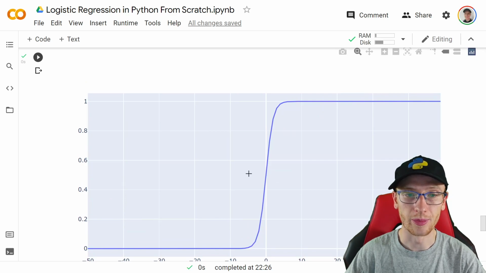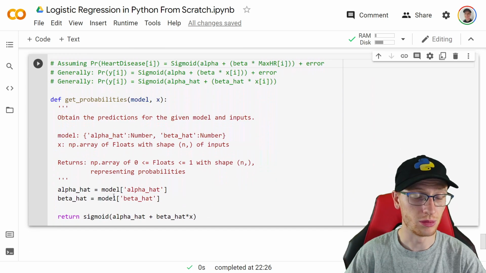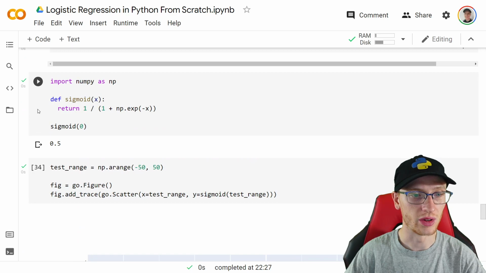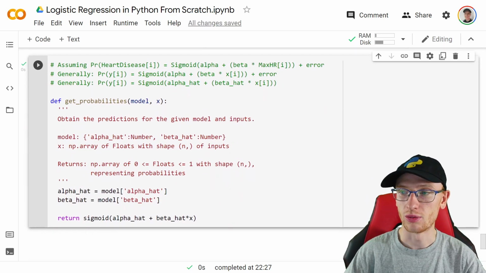It's always between 0 and 1. Okay, so we're going to be using this function. Well, actually, technically, we're already using this function, because this sigmoid function works now, and that's what we called it. So that's what we do. We wrap sigmoid around alpha hat plus beta hat times x. That is exactly what our model is.